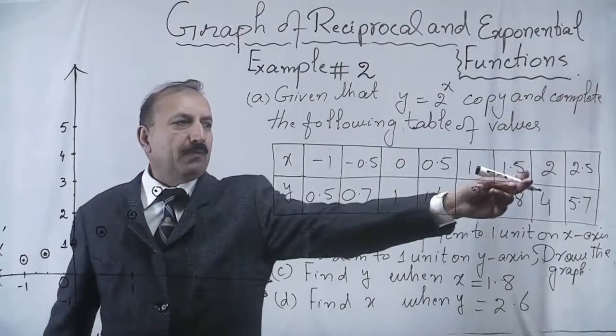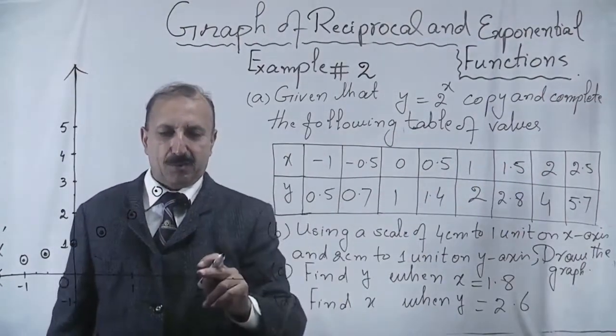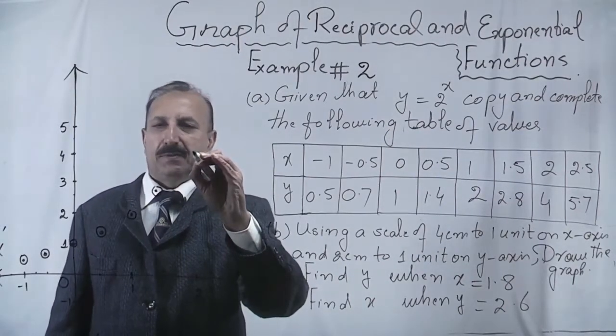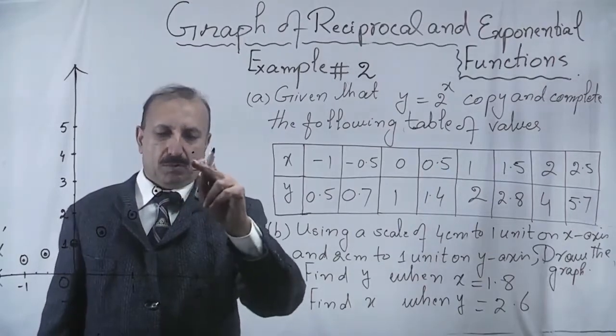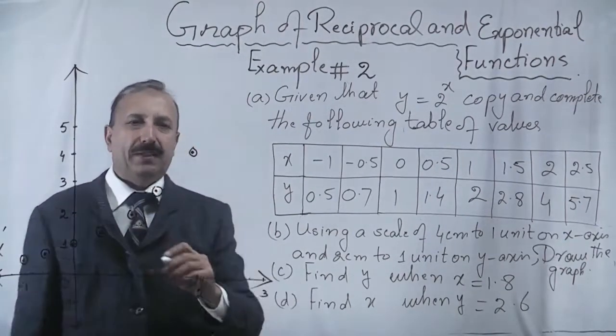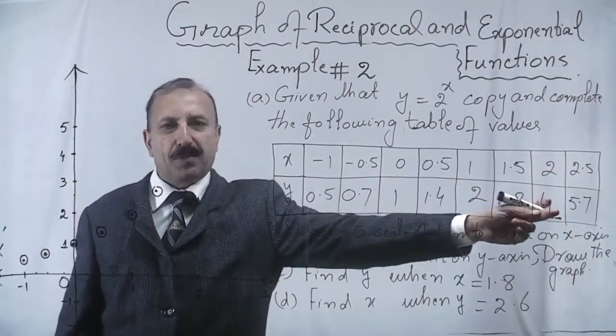And then when x is equal to 2, the value of y is 4. Y jumps up to 4. Y is here, this is 4, and this is 2. Yes, this is 4. And then the last value: x is 2.5, and the y value is 5.7.